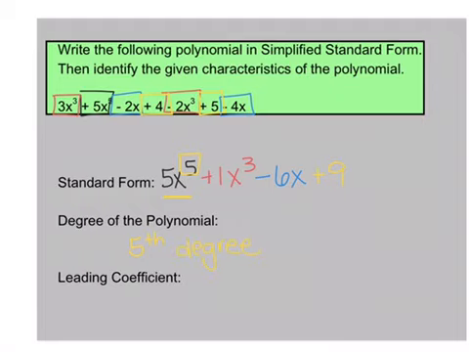The leading coefficient then comes from the coefficient in the front. Remember, the coefficient is the number in front of the variable, so it is going to be a 5. Notice that I did not write the rest of the coefficients down because I want the leading one, only the leading one.